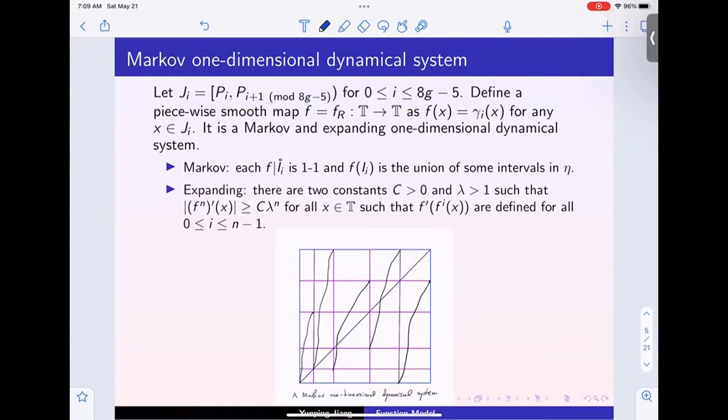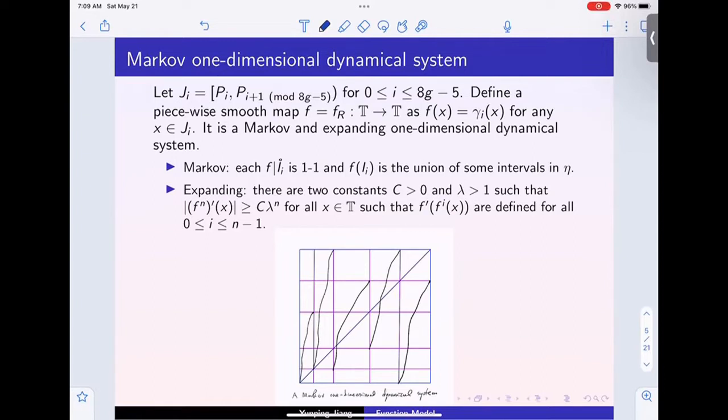So then you got a so-called one-dimensional dynamical system. It is actually a so-called Markov expanding one-dimensional dynamical system. The Markov property means every interior of an interval is one to one, and the image f of J_i is the union of some intervals in eta, right? That is the so-called Markov property.